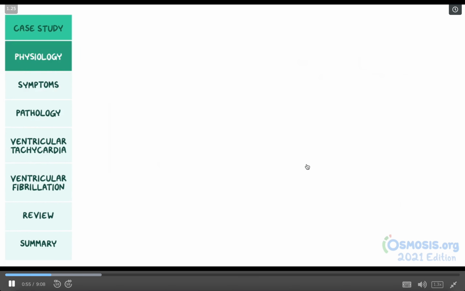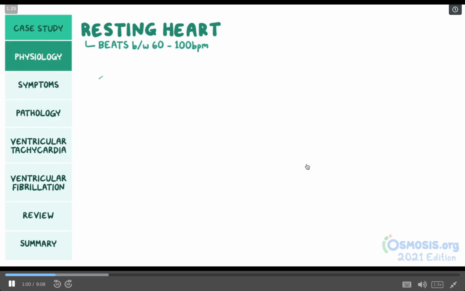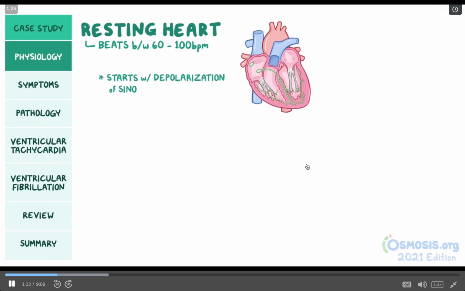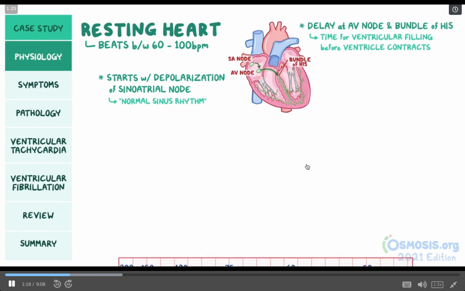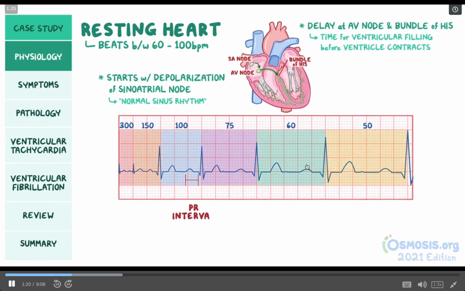Now let's look at the heart rate. The resting heart rate beats at a rate between 60 to 100 times per minute, and each of those beats starts off with depolarization of the sinoatrial node, and so we call it a normal sinus rhythm. It's also important to know that there is typically a delay in the conduction at the AV node and the bundle of His, which gives some time for ventricular filling before the ventricle contracts. On the ECG, this is represented by the PR interval, which should be less than 5 small boxes or 200 milliseconds.